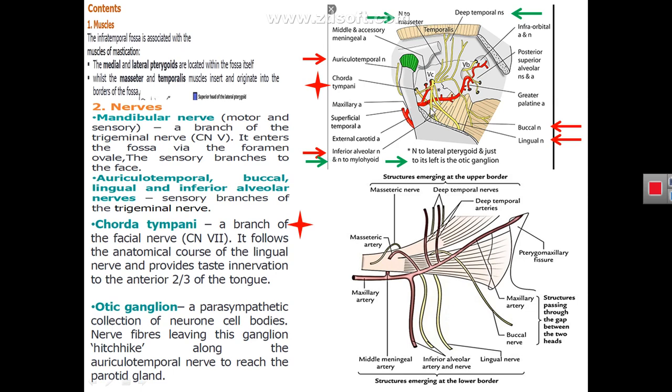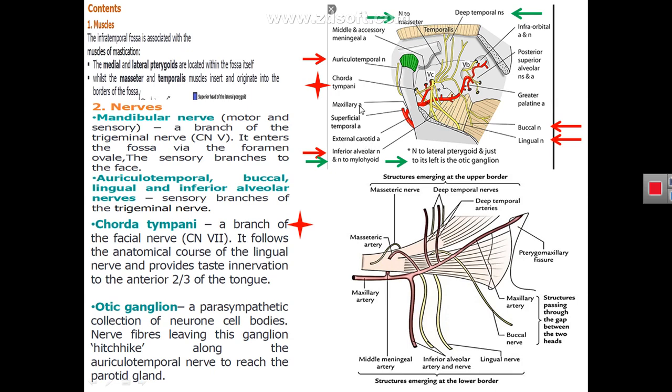The inferior alveolar nerve, as its name suggests, supplies the lower teeth, the alveoli of the lower teeth of the mandible. The inferior alveolar nerve passes into the mandibular foramen, which is on the medial side of the body of the mandible, and runs inside the body of the mandible to supply the lower teeth, and it is usually anesthetized in operations on the lower teeth.